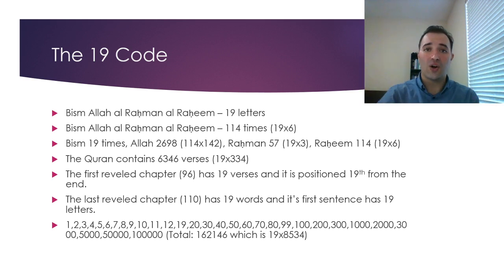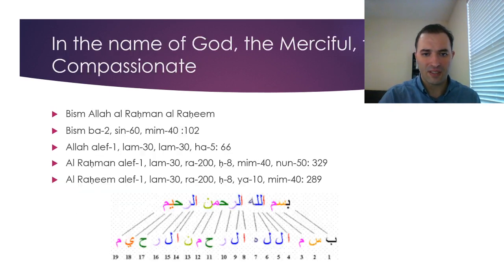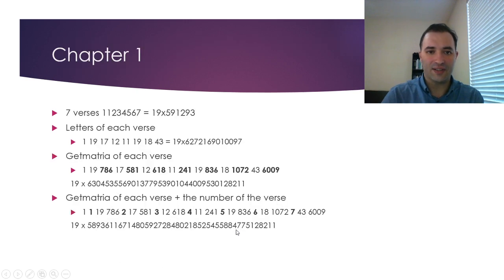So there is a code that we call the code 19, or 19 code. The phrase Bismillahir Rahmanir Rahim, which, remember, means in the name of God, the merciful, the compassionate, has 19 letters in its original Arabic form. This is the Bismillahir Rahmanir Rahim. It has 19 letters.